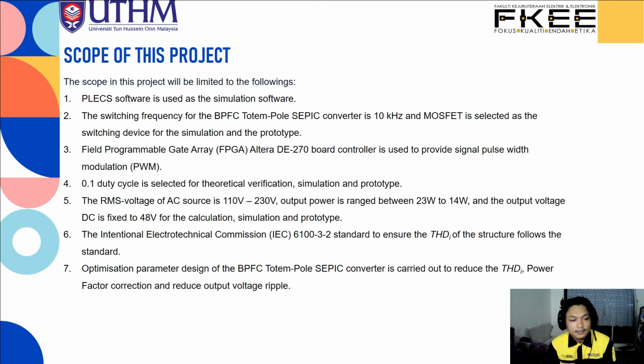And finally, the RMS voltage of the AC source is in the range of 110 volt to 230 volt, and the output power ranges between 23 watt to 14 watt, and the output DC voltage is fixed at 48 volt for the calculation, simulation, and prototype purposes. Sixth, the International Electrotechnical Commission IEC standard is used to ensure the THDI of the structure follows the standard. Seventh, optimization of the parameter design of the BPFC totem pole Sepic converter is carried out to reduce the THDI, improve the power factor correction, and reduce the output voltage ripple.